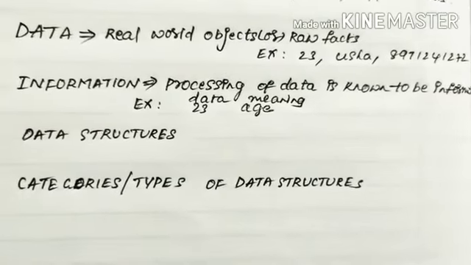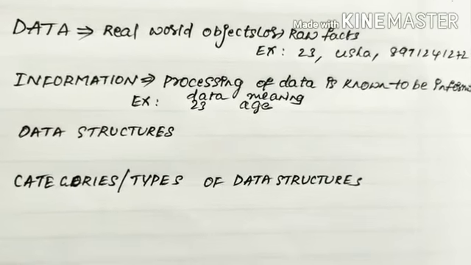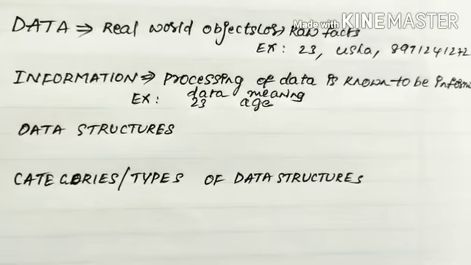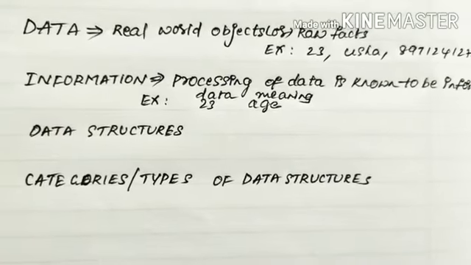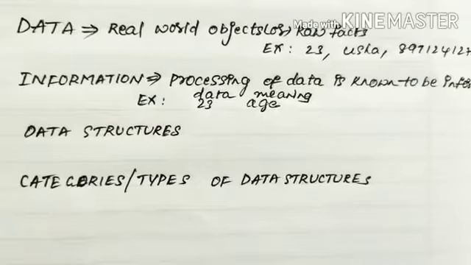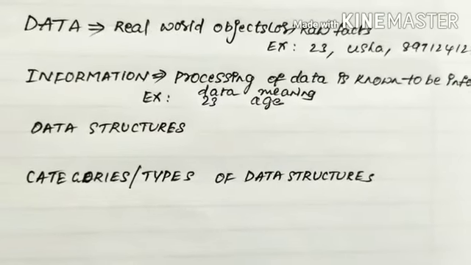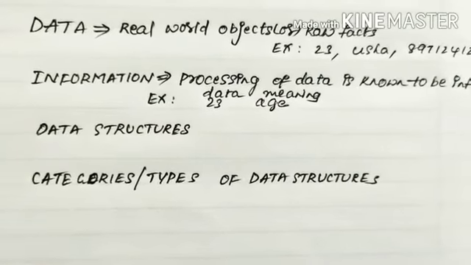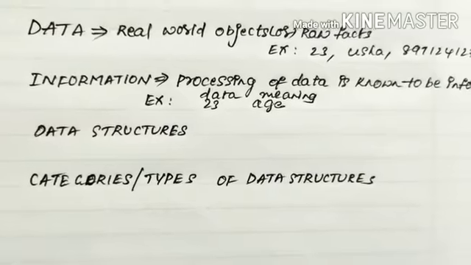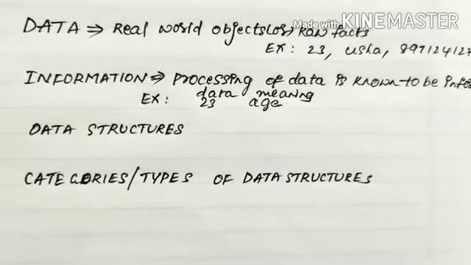Information is nothing but the processing of data. Processing of data means data which has a clear meaning of what it is. Like, 23 is data which represents the age of an individual, and Usha is a name which represents a person.